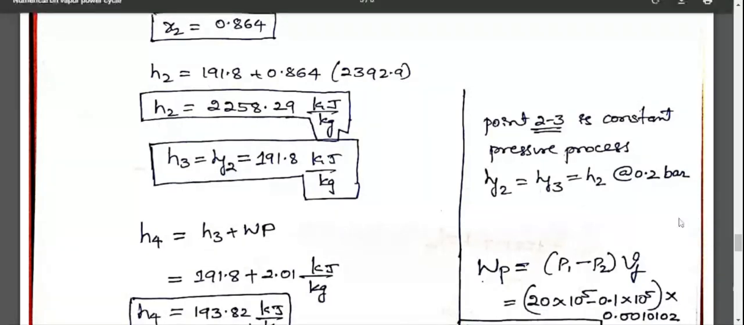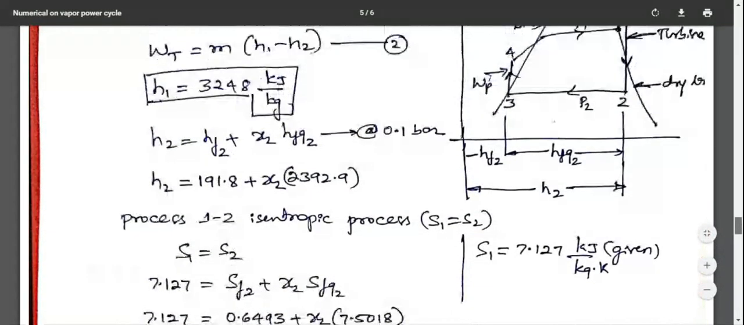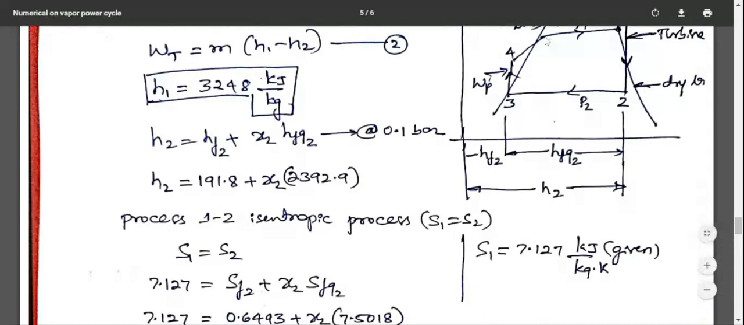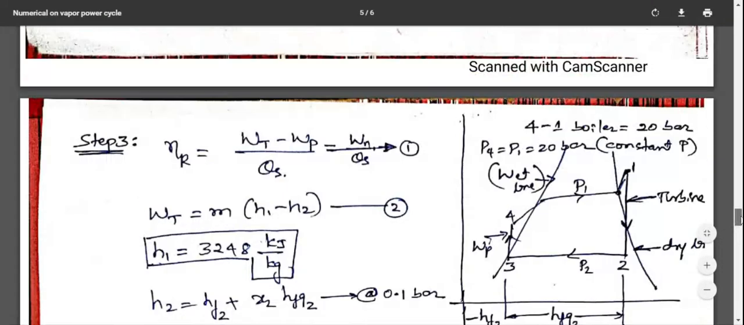Why is H3 equal to HF2? Please look at the TS diagram. So this is H3. From H3 to the left side, these are HF values. Point number 3 is located on the wet line, that is the reason you will represent it with HF. So I need to calculate H3. So H3 is equal to HF, but at what pressure? Second pressure. So HF2. Understood? Point number 3 is located on the wet line, that is the saturated liquid line.